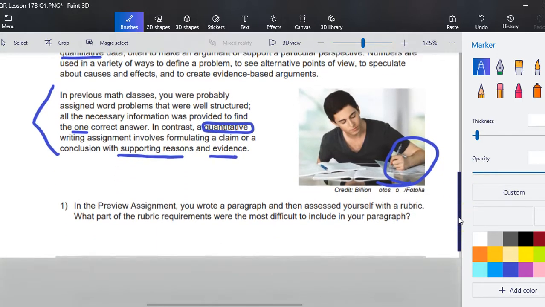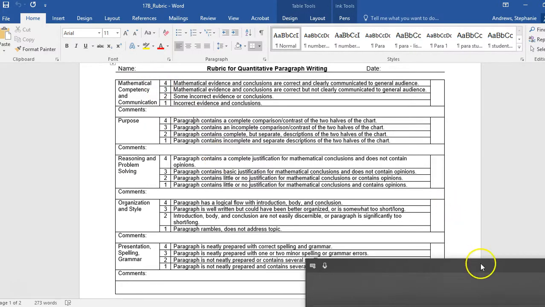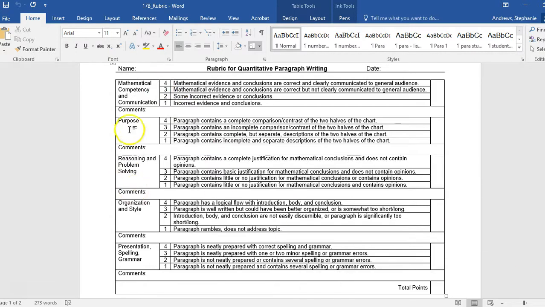In the previous assignment, you wrote a paragraph and then assessed yourself with a rubric. What part of the rubric requirements were the most difficult to include in your paragraph? So here's the rubric. And as you look at the rubric, just a quick comment about it. I'll just point out that there are 5 different parts, and on the 5 different parts, the 4 is what you want.